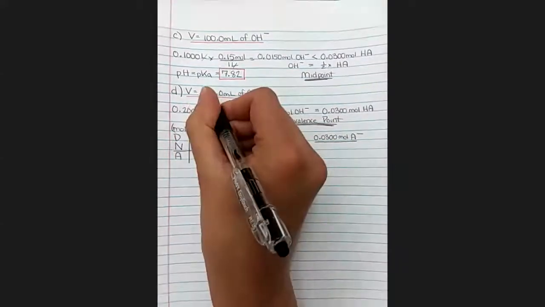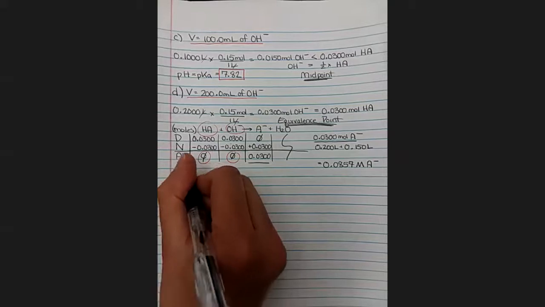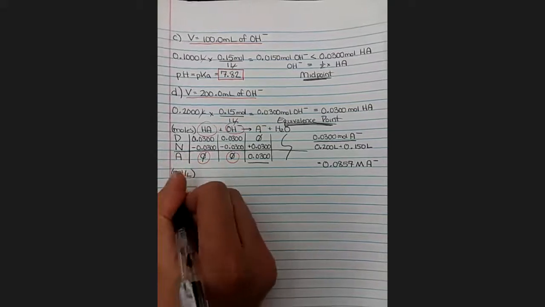So let's put this back in molarity. So 0.03 moles of conjugate base divided by the total volume, which was 200 mils plus the 150 mils of acid. That gives us 0.0857 molarity weak base. All right, so we've got our molarities. We're ready for an ice table.